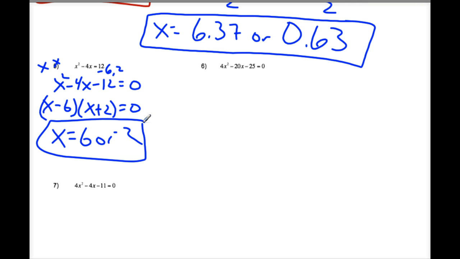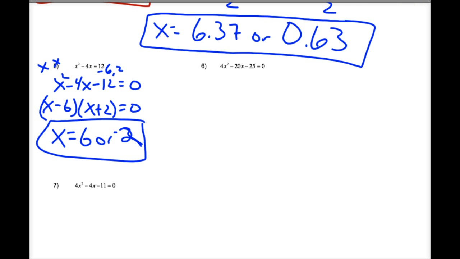Look how much faster factoring is than the quadratic formula. If we did the quadratic formula, would we get the same answers? You would get the same answer. There's no maybe about it. On the test, you can use the quadratic formula. Not sure if you'll get done, but you can.